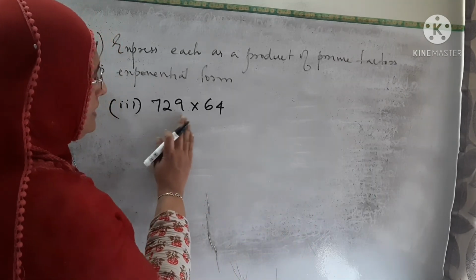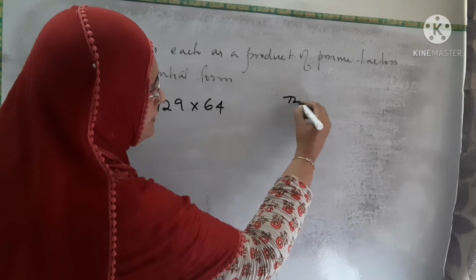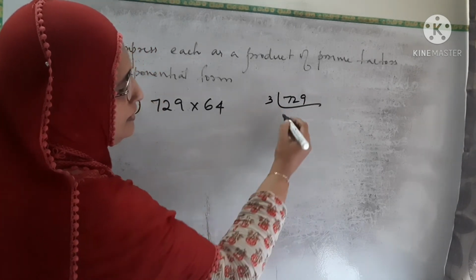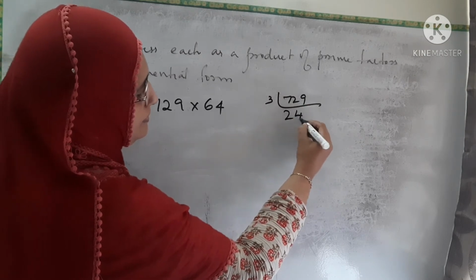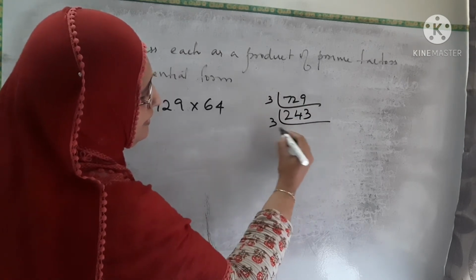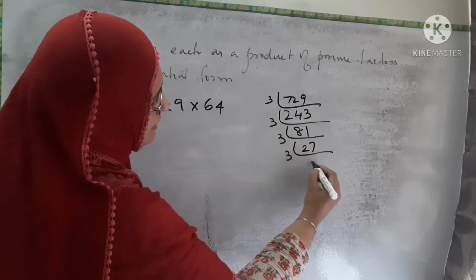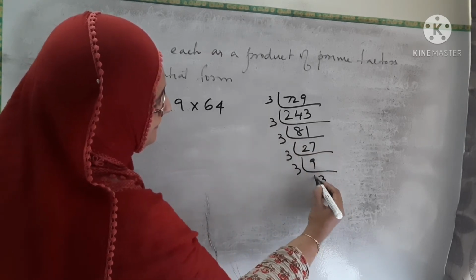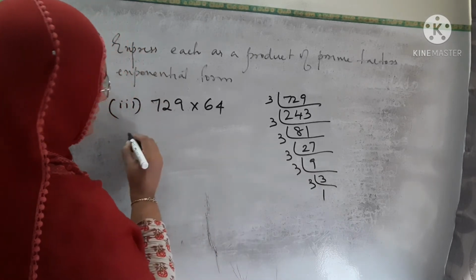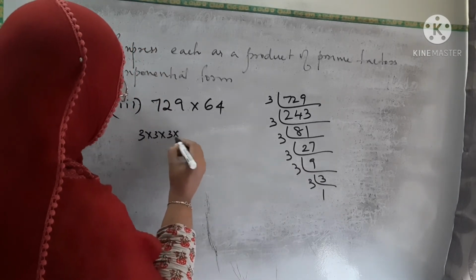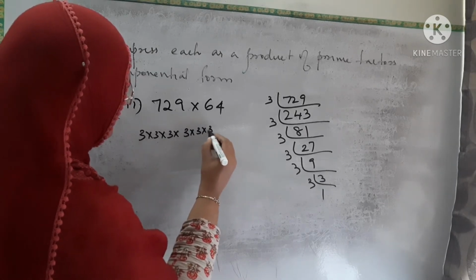Next is 729 into 64. So 729, we can take 3: 243. Again 3: 81. Again 3: 27. Again 9. So that is 6 3's. 3 into 3 into 3 into 3 into 3 into 3.